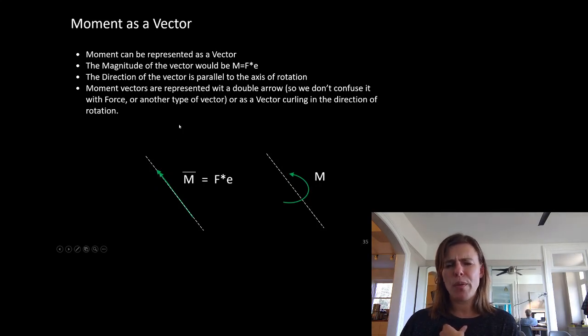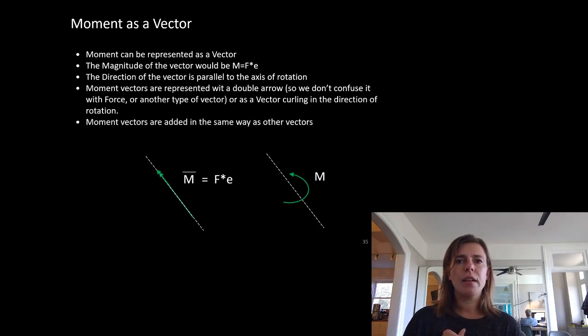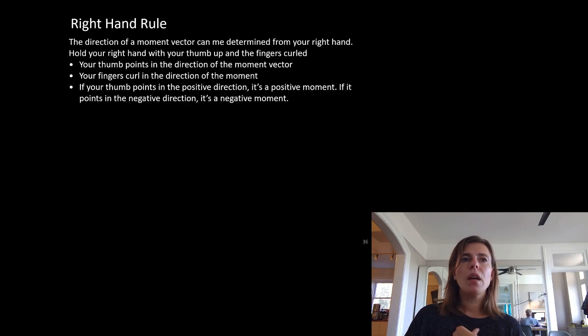Just so we don't confuse it with force, because it can be really easy to confuse those things. But what's really handy about this is a fun little trick, and I can't see if it's the next slide or not. Well, I should note that moment can be added the same way other vectors are. All the same rules apply. What's really handy about that is something called the right hand rule.